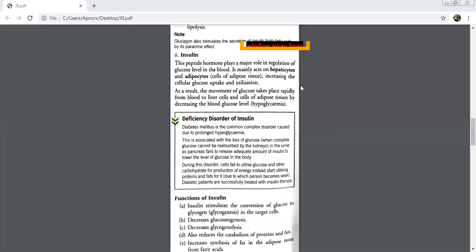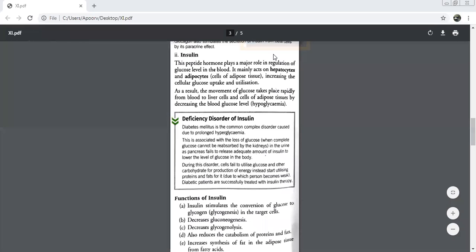Yes, beta, we'll move on to insulin. This peptide hormone plays a major role in regulation of glucose level in the blood. You know about insulin. It mainly acts on hepatocytes and adipocytes. What are hepatocytes? Intentionally, I did not explain this word. What does it mean? Liver cells. Very good. I did not even discuss that.